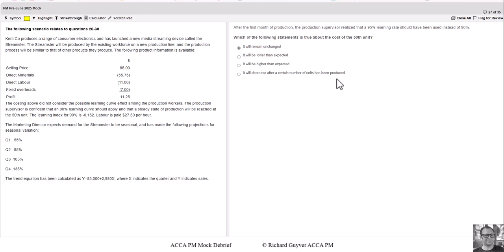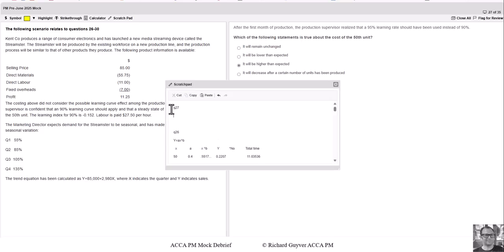Well, hopefully you can eliminate the top one and the bottom one. You just need to work out, is it lower or higher? Correct answer is higher. There are different ways to remember it. 95% is higher than 90, which means it will take longer than expected, which means it will cost more, so the cost is higher.